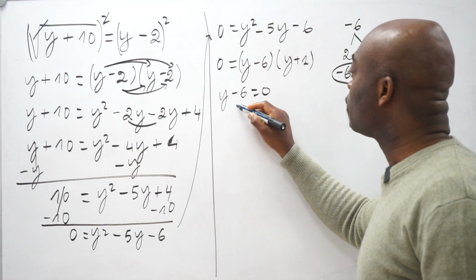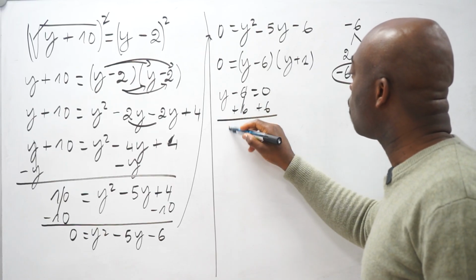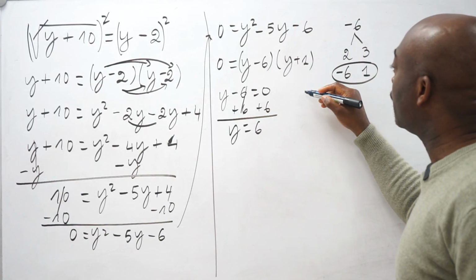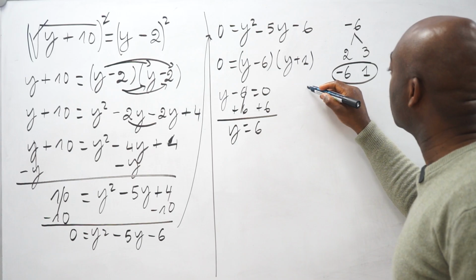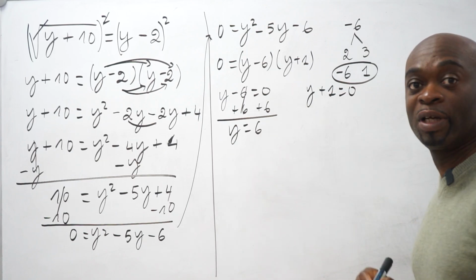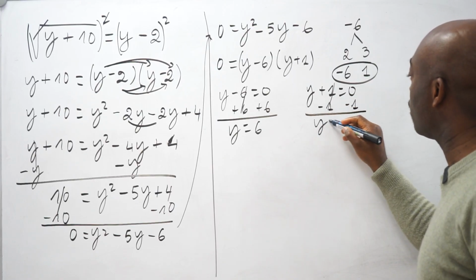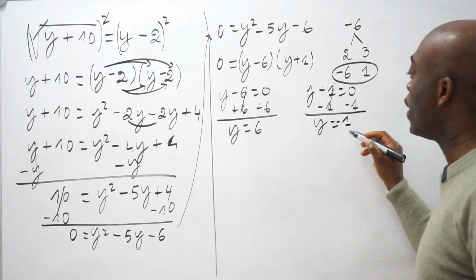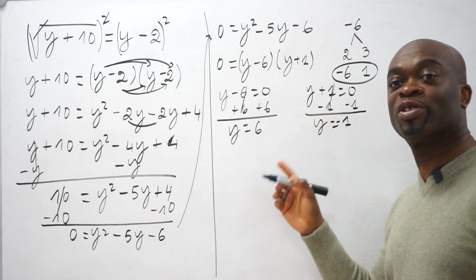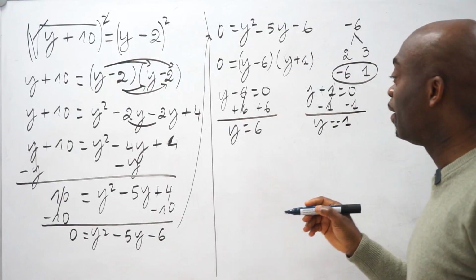So that will give us what? Plus 6, of course. And then we end up with y equals +6. All right? And then we have y plus 1 equals 0. Okay? And then that gives you what? -1. So you end up with y equals -1. So you have these two potential answers. Okay? Because what we're going to do right now is to check if they are indeed the correct answers. All right? So let's go for it.